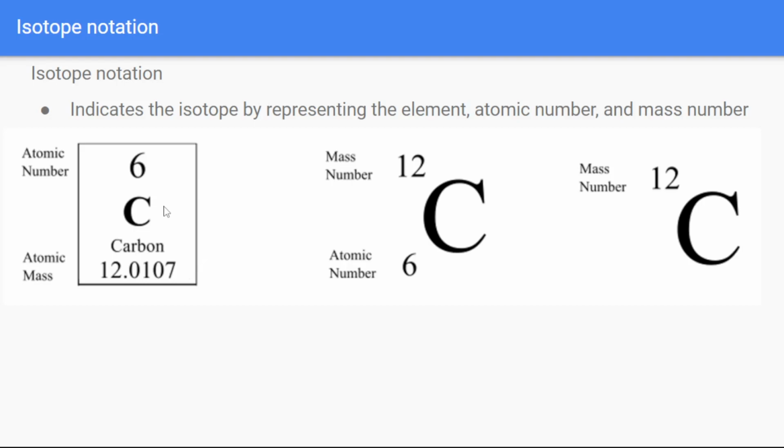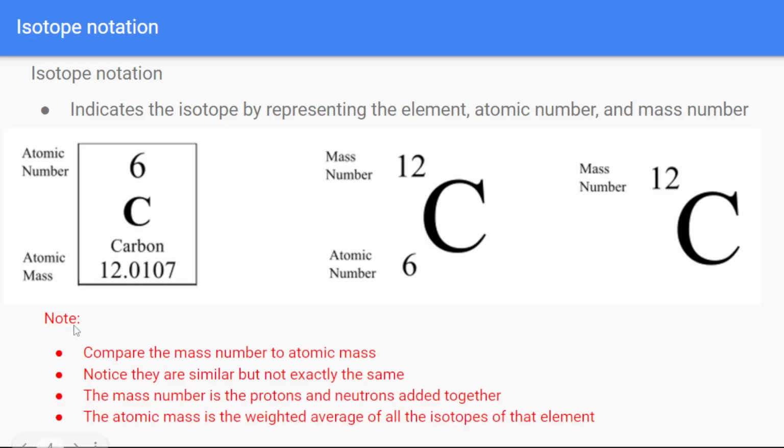So when you take carbon and you look at the periodic table tile, we have the atomic number, we have the symbol, and we have the atomic mass, which is different than the mass number. Remember, the mass number is protons and neutrons added together. But since we have different isotopes that have different mass numbers, when we look at the periodic table, we use the atomic mass to describe the weighted average of all of those.